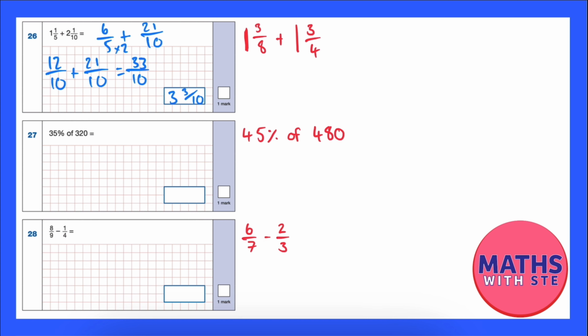Okay, now then, question 27. 35% of 320. So first off, find 10%. So 10% of 320, I'm just going to move that decimal once over there. So 10% equals 32. So if I was just to go up from there, 20% would be double that, wouldn't it? So that would be 64. And 30% would be 64 add 32. So that would be 96.